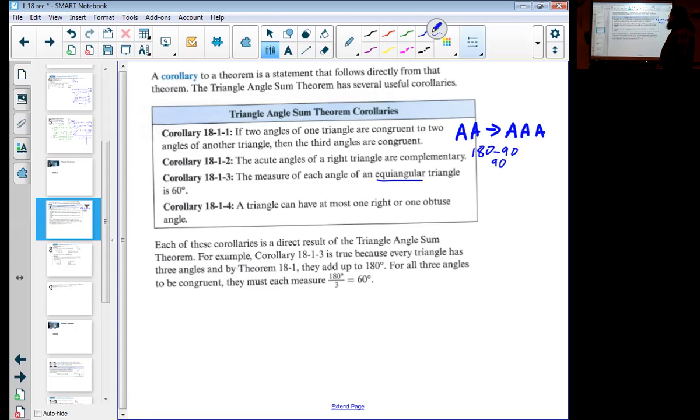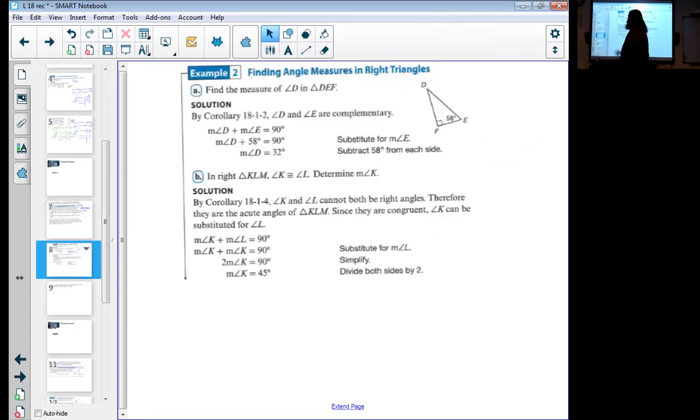A triangle can have at most one right or one obtuse angle. Because we only have 90 degrees left, if we have one right angle, then we can't have another right angle, because we have to have two angles that equal the 90 degrees. And if we have one that is an obtuse angle, that means it's over 90 degrees, we have even less to share. Each of these corollaries is a direct result of the triangle angle sum theorem. So now if we come over here, we have finding angle measures in right triangles.